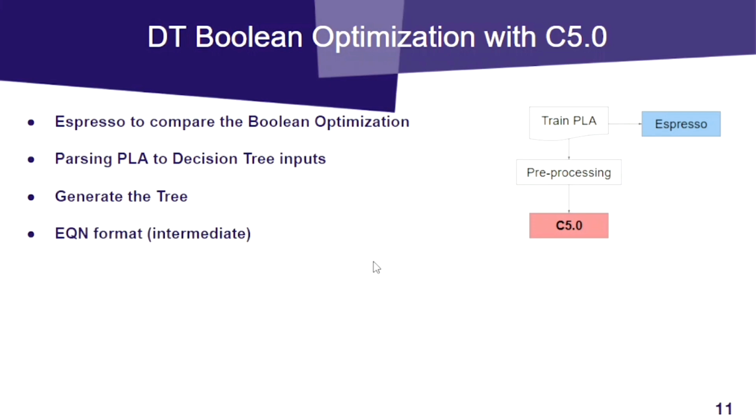Now, with the tree file ready, we have to convert it into EQN format. We need this format because the ABC tool, which is the tool we're going to use to extract the information about the circuit, only reads EQN formats. It doesn't read tree formats. So we need to make this conversion. And we chose EQN because it's very easy to transform a tree into an EQN file. And I'm going to show you how easy it is right now.